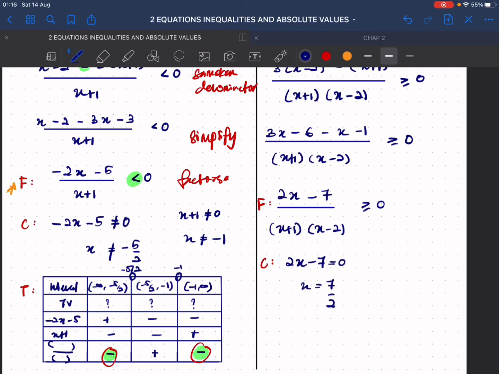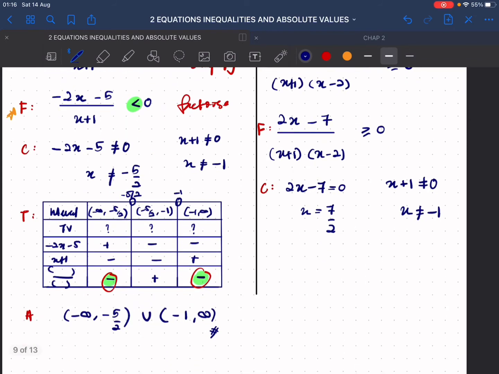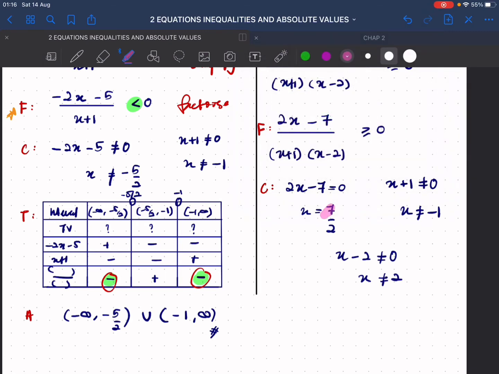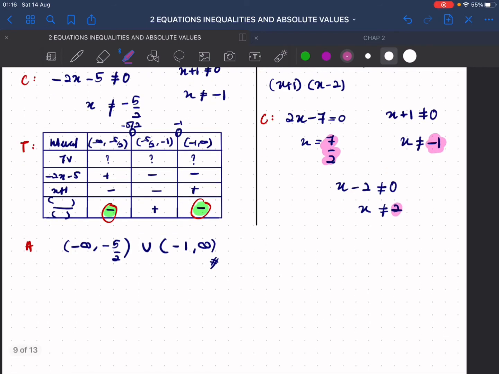Okay, so both factors in denominator cannot equal 0. So we will have x plus 1 is not equal to 0. X is not equal to negative 1. And one more, we have x minus 2 is not equal to 0. X is not equal to 2. So now we have 3 critical values. So since you have 3 critical values, since you have 3 factors, so table akan bertambah 1 lah.